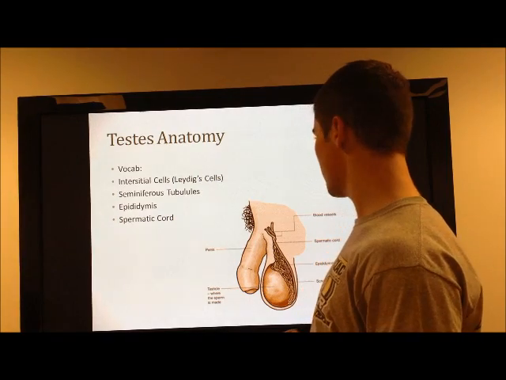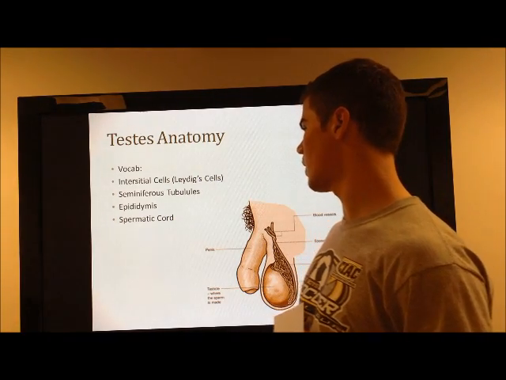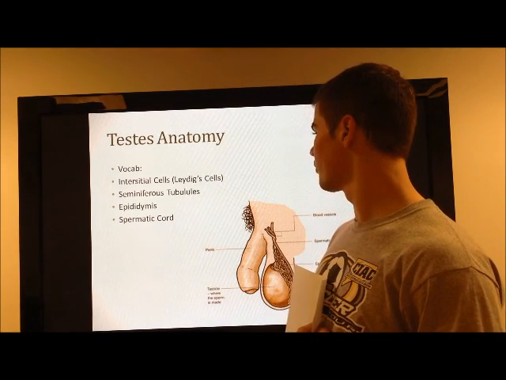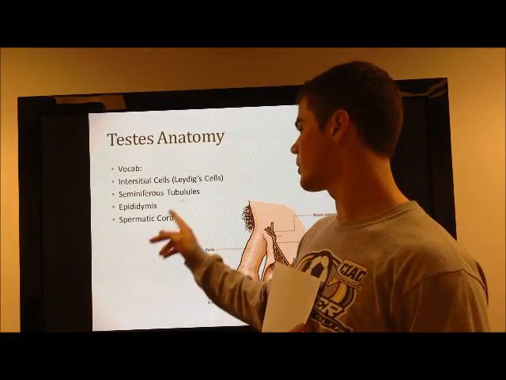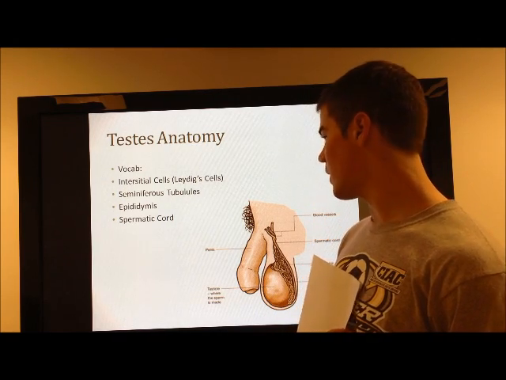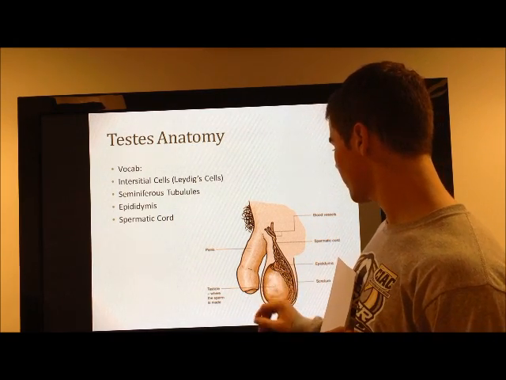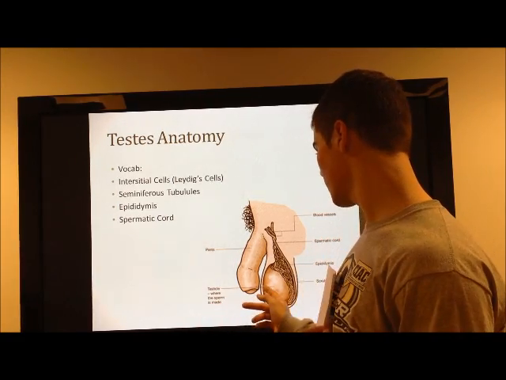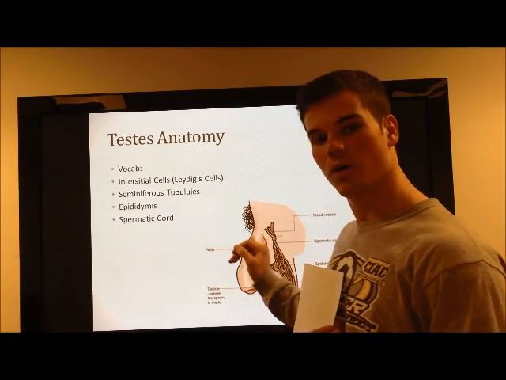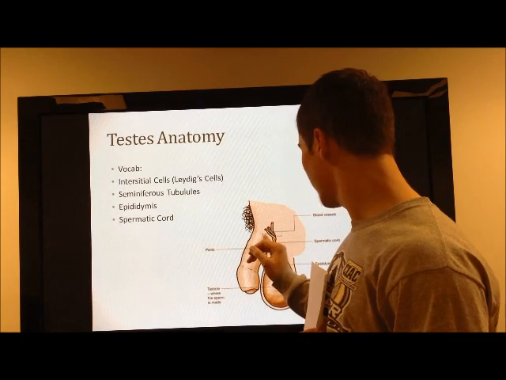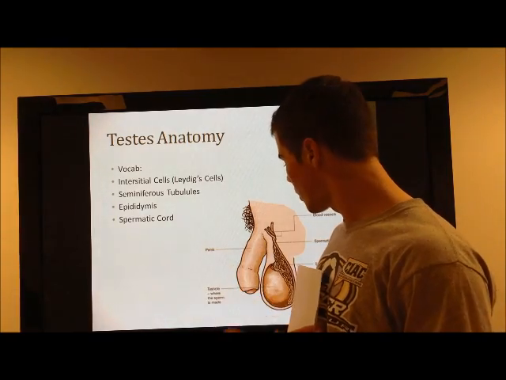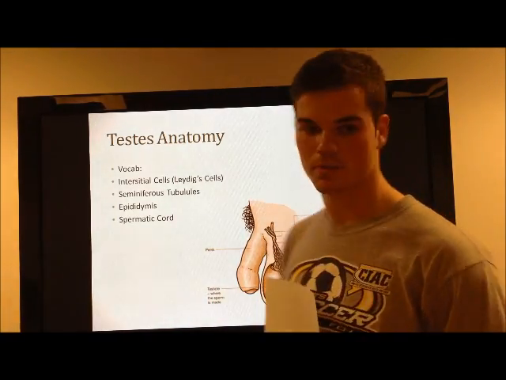So then you have the testes anatomy here. Some of the vocab is interstitial cells, which are also known as lining cells, and those are responsible for producing testosterone. And then you have the seminiferous tubules, which are responsible for making the sperm. And then you have the epididymis here, which is where, once the sperm is made, it is held before it's let go. And then you have the spermatic cord, which is made up of blood vessels and nerves, and the vas deferens, which is what connects the testicle to the rest of the body and the rest of the reproductive system. So once the sperm is made, it goes up farther into the body.